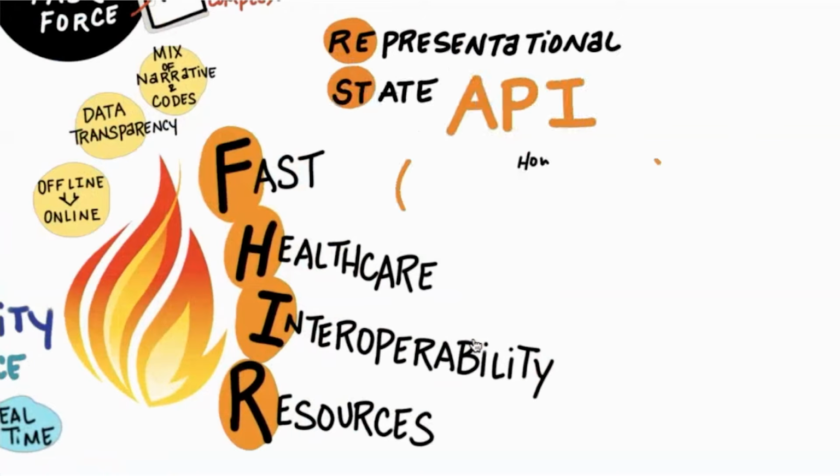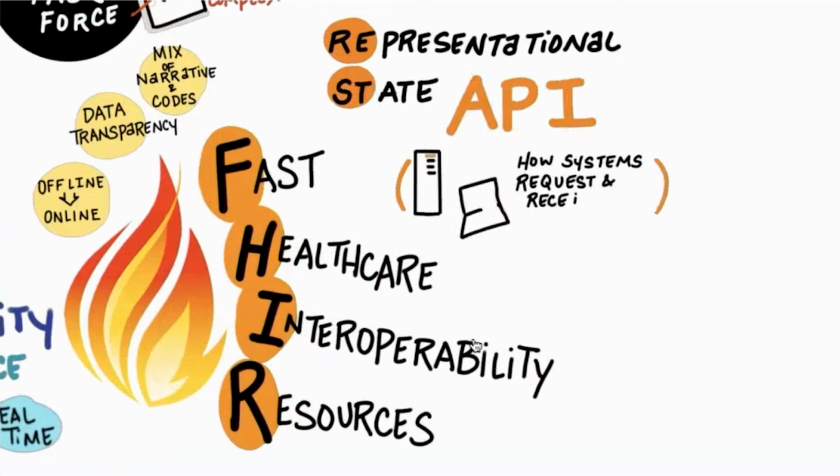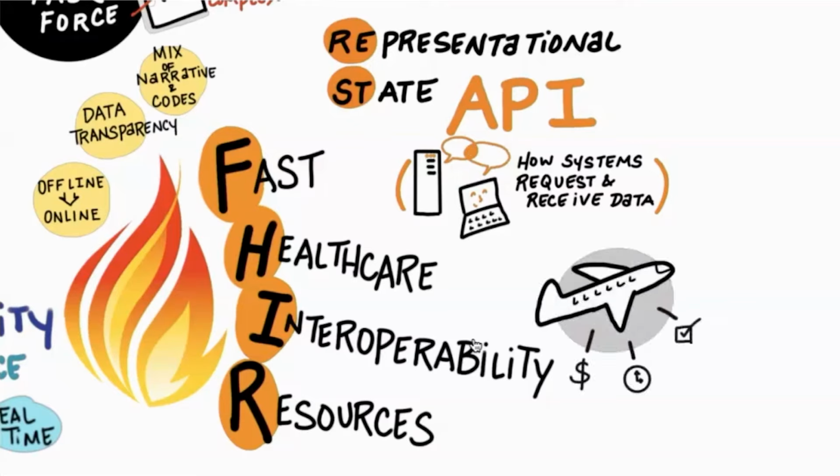So FHIR, to explain it simply, is a RESTful API, a representational state transfer application programming interface. That is the essence of what FHIR is.